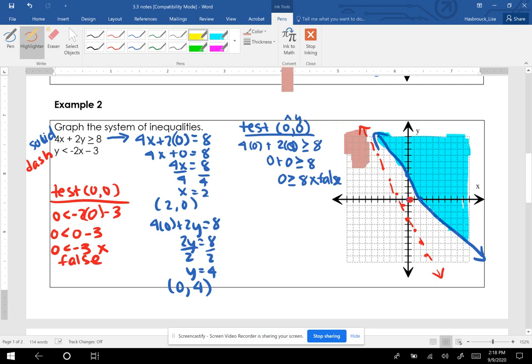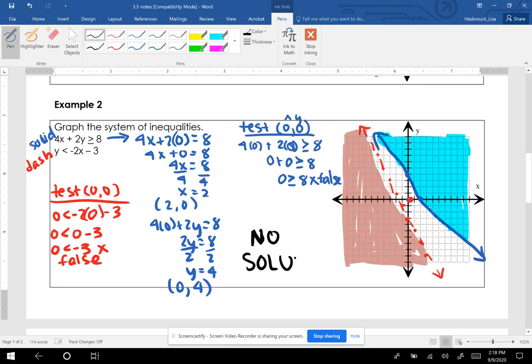Notice when I do this, we are not going to have an area that overlaps. Okay, there is no shaded region that overlaps, which means that this system has no solution. So you would want to write no solution. And that's it for that problem.